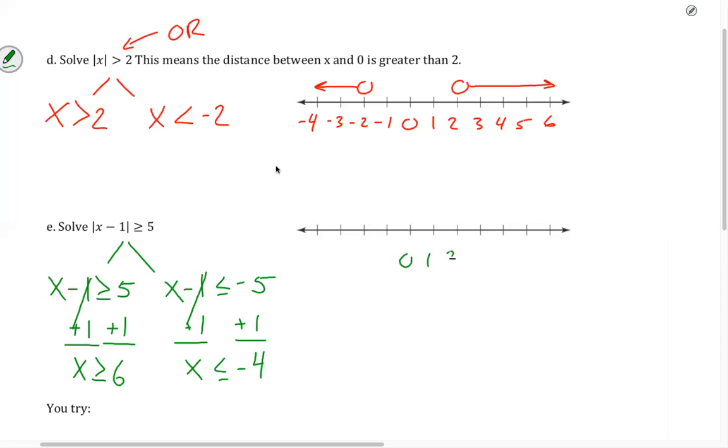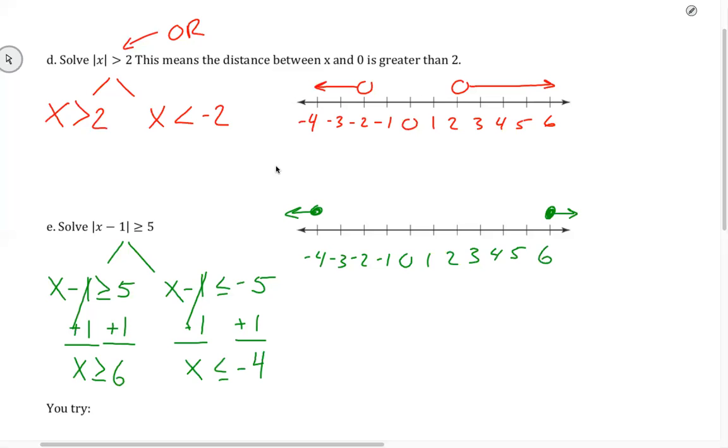So 0, 1, 2, 3, 4, 5, 6. Okay, and then we're going to have a closed circle here, and we're going to shade to the right here. -1, -2, -3, -4. Closed circle, and we're going to shade left. But my point is this, Drew: you have to solve both sides of the inequality. You can't just say one side was 5, so the other side is -5. You actually have to solve them.